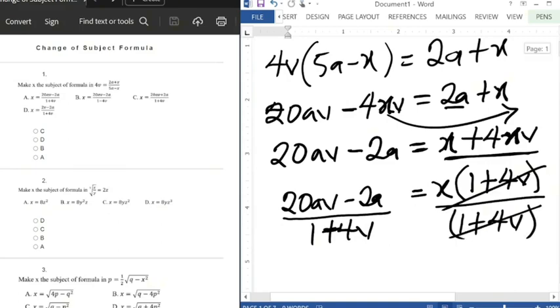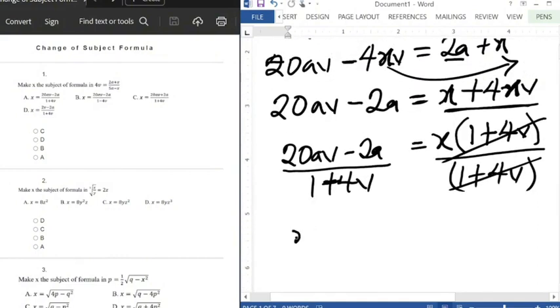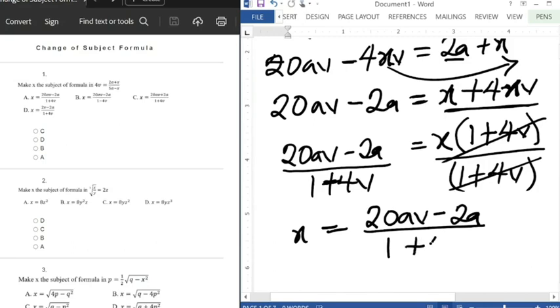So we can therefore say that x equals (20av minus 2a) divided by (1 plus 4v). So we now look for which one is correct among the options. If you look at option A, 20av minus 2a divided by 1 plus 4v, A is very correct. That is the answer there. I hope that is clear. So we go to question number 2 now.